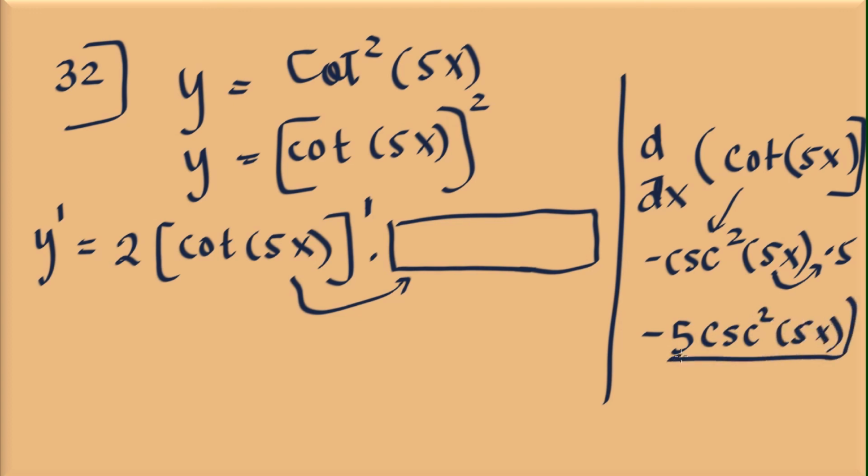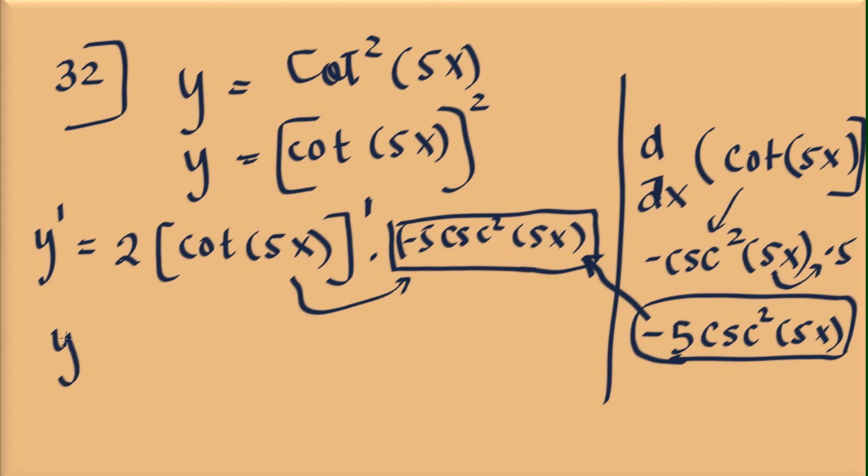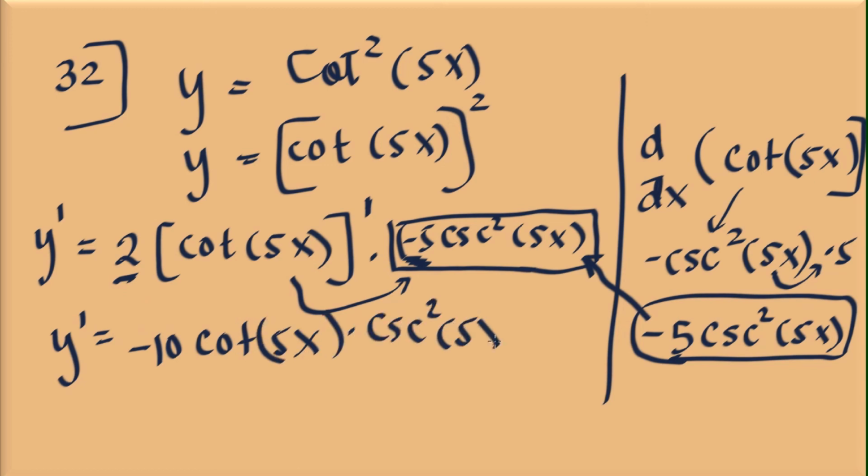So this one goes inside this box over here. So times negative 5 cosecant squared of 5x. And then organizing it, negative 5 times 2 is going to give us negative 10 cotangent 5x and cosecant squared 5x.